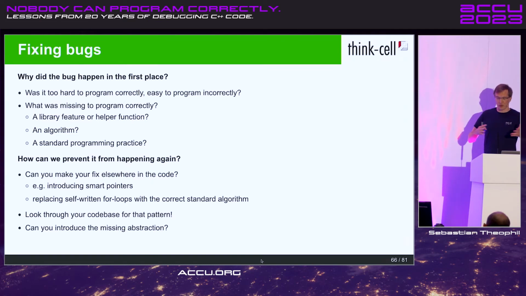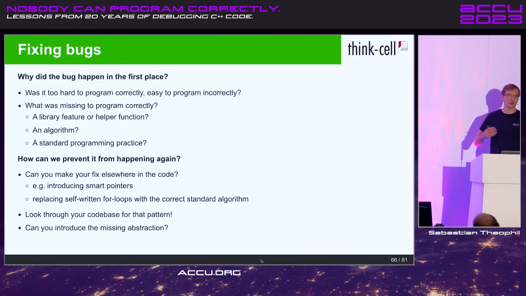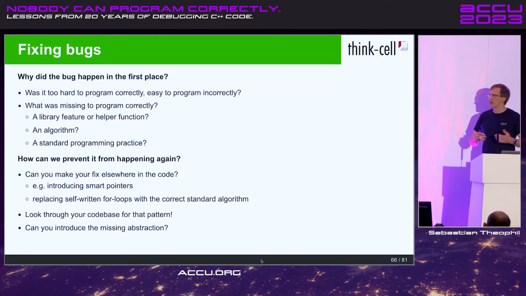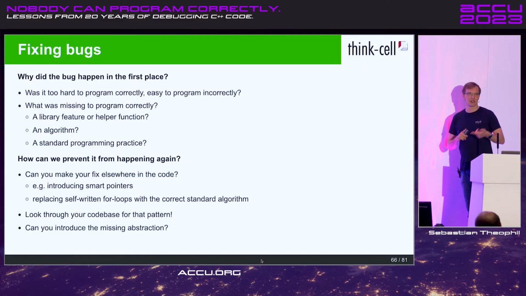And then when you've actually removed the bug, come the next steps that we also like to forget sometimes because we have other things to do. So why did that problem happen in the first place? Was it hard to program correctly and easy to program incorrectly? A common problem when you're programming C++. Was there something missing in your code base? Some feature, some algorithm, some helper that would have made it easier to do the right thing instead of reinventing the wheel and then doing it slightly wrong? And can we prevent that problem from happening again? Can we make the same fix we just made somewhere else? Can we introduce that missing abstraction that would have prevented our problem?